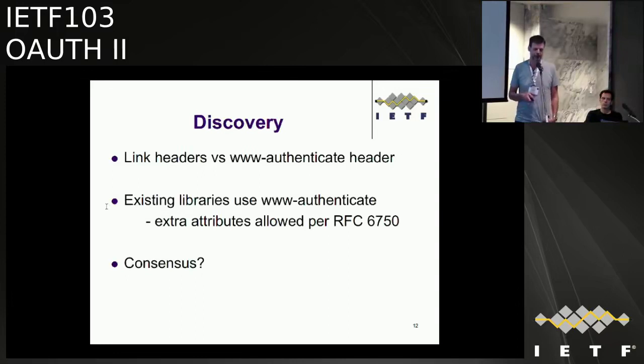Brian and I chatted about this yesterday and sort of looked at what are the issues in that. In 6750, the specification says that extra attributes are allowed. So the spec has said that you could have other things in there. Looking for some opinions from the working group, whether to use link headers or add other parameters in WWW-Authenticate.